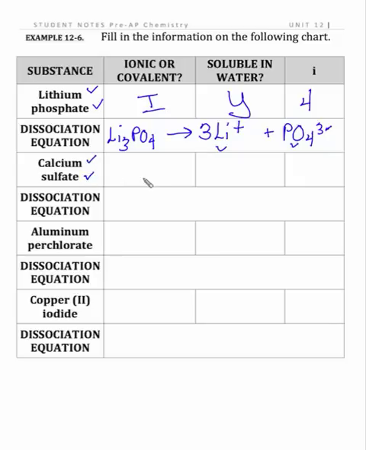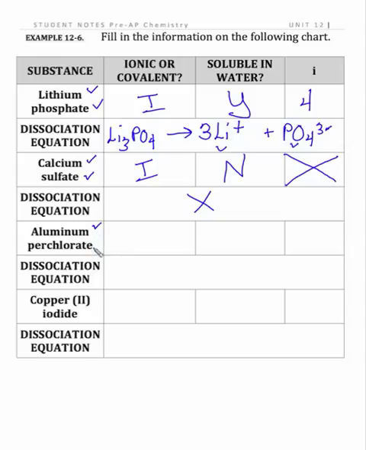Calcium sulfate, metal, polyatomic anion. It's ionic. Is it soluble in water? The answer is no, it's not. The sulfate rule says that all sulfates are soluble except for silver, lead 2, mercury 1, and calcium, strontium, barium. The i is not an issue here. If it's not soluble, I can't write a dissociation reaction for it.